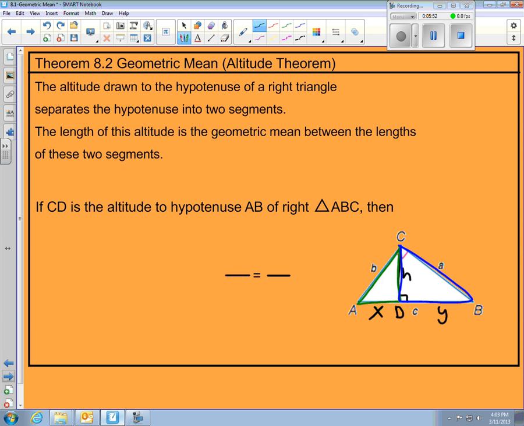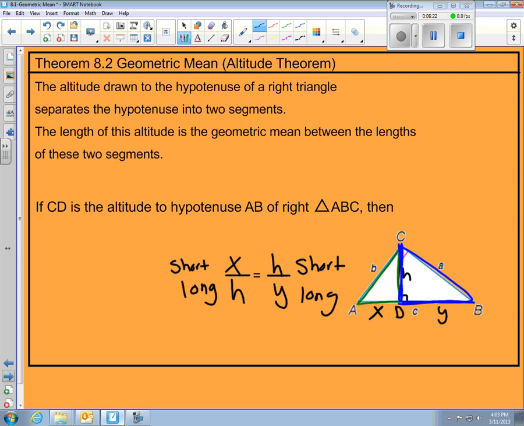So we're comparing those two triangles. If we compare X and H, X is my short leg, and my long leg is H. Now I'm going to look at my medium-sized triangle, and I'm going to find my short leg. In my medium-sized triangle, my short leg is this one here, H, to my long leg, which is Y. So notice we have our short legs on top and our long legs on bottom.